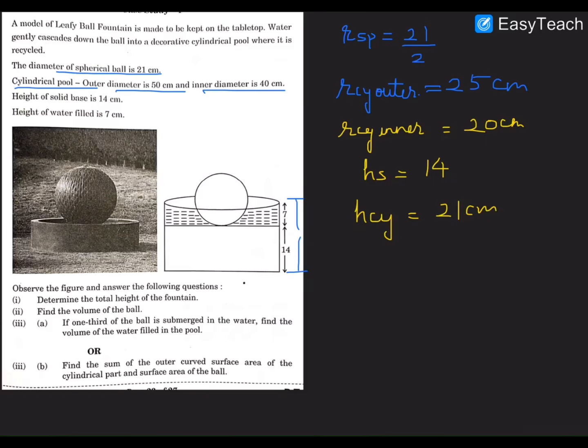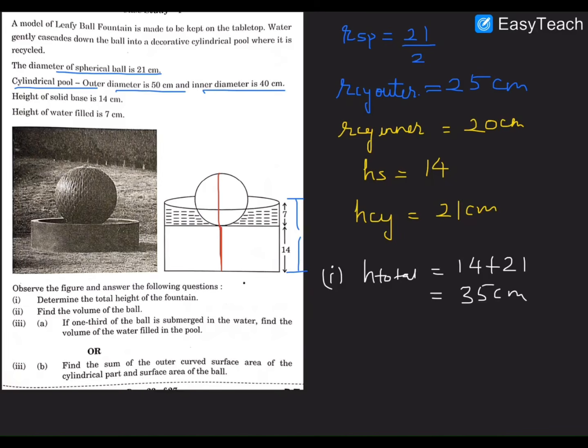So, determine the total height of the fountain. The total height of the fountain, which I am marking with the red color, will be the height of the solid base plus the diameter of the ball. So the total height is 14 plus 21, which is 35 centimeters.